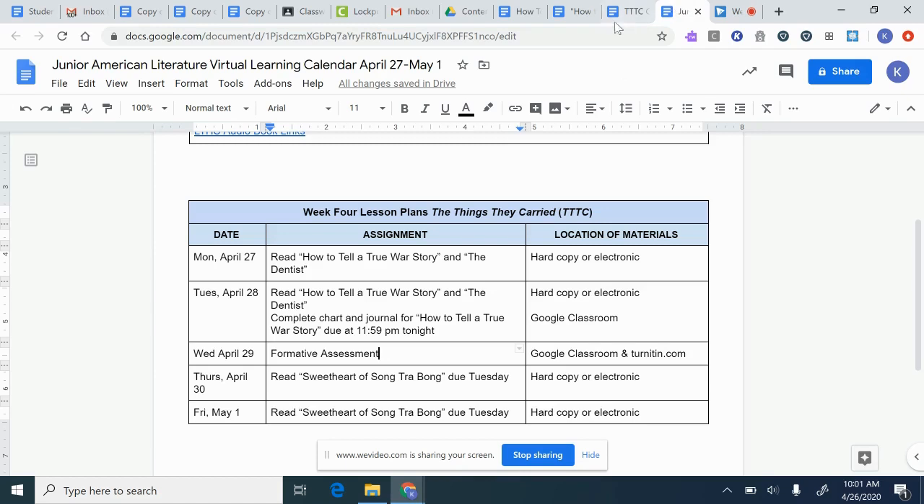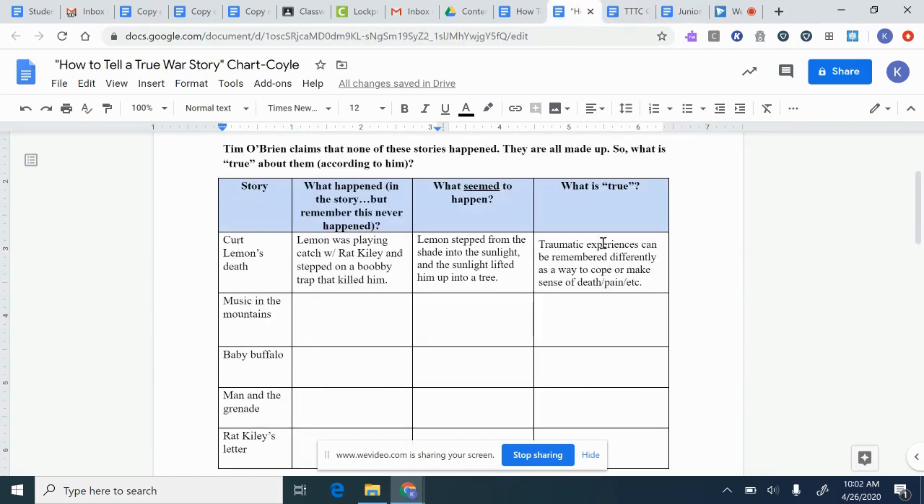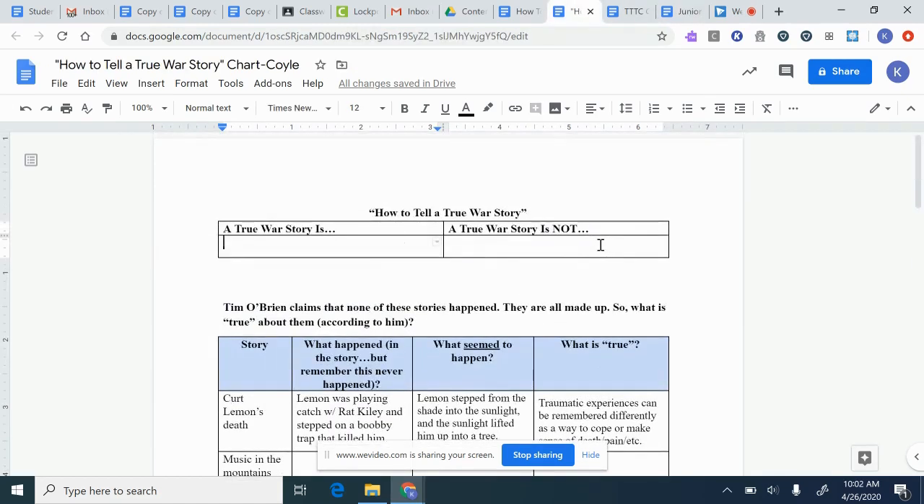So the chart that we're looking at is this one, this How to Tell a True War Story chart. The top part of it is where I want you to write the definition of what a true war story is and what it is not. You'll find that explicitly in the text. Tim O'Brien talks about what makes a war story true and what makes it not true. So you're going to take that directly from the book.